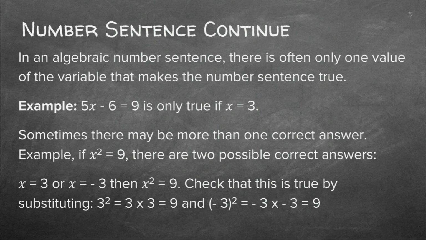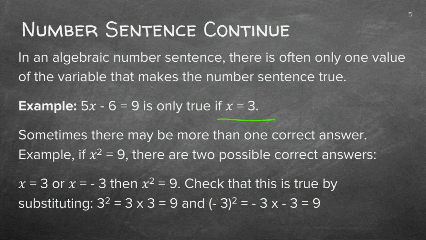Okay. So in an algebraic number sentence, there's often only one value of the variable that makes the number sentence true. So there's not like many options. For example, 5x minus 6 equals 9. That can only be true if x equals 3. Otherwise, that number sentence is not true, right?